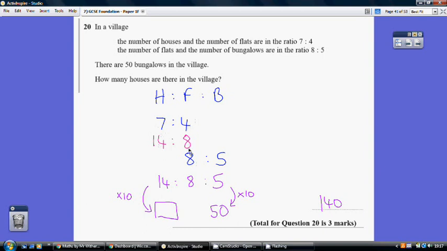Now that I've got the 8 in the middle for both ratios, I've got 14:8 and 8:5. So in other words, I've got 14:8:5. That's my ratio working across all three. Now I'm told that I've got 50 bungalows, so 50 in the bungalows column. I can see that the actual number of properties is 10 times my ratio. So 10 times as many bungalows, 10 times as many houses. The number of houses in the village is 14 times 10, which is 140.